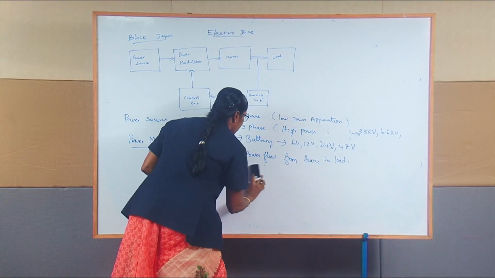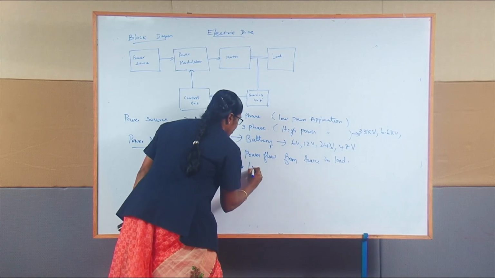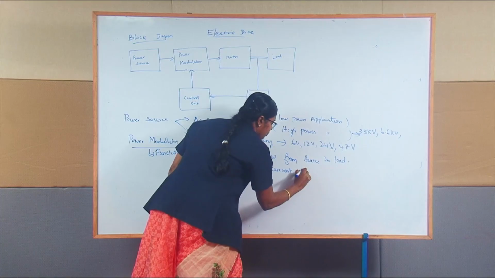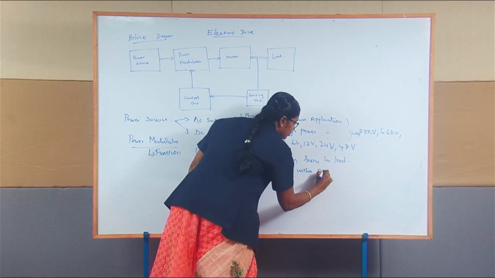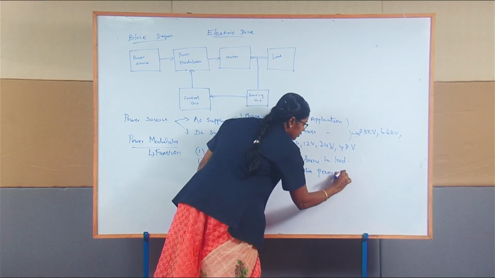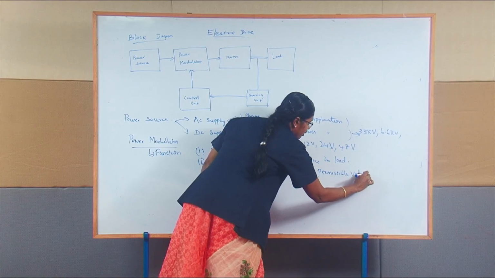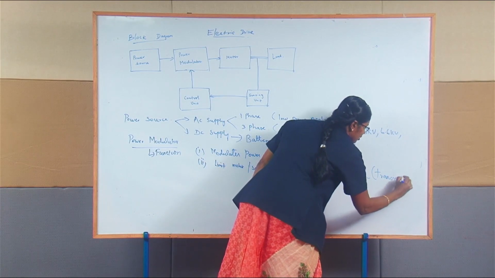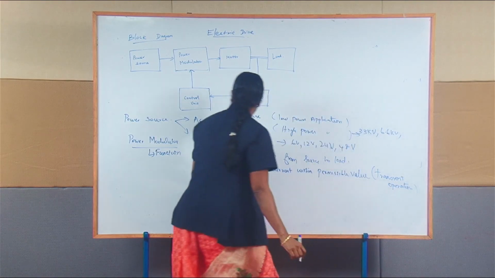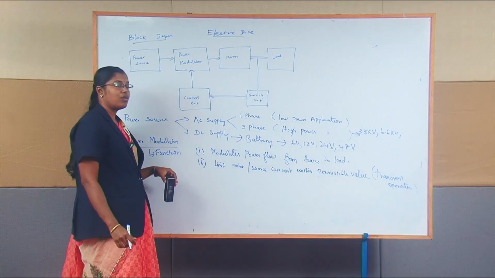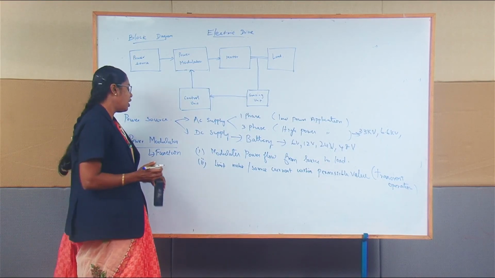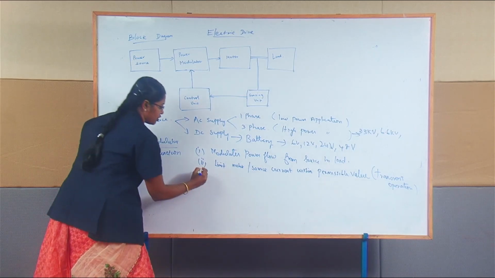It limits the motor as well as the source current within the permissible value, especially during transient operation. Right? So during transient operation, this power modulator will limit the motor as well as the source current within the permissible value. This is the second function.